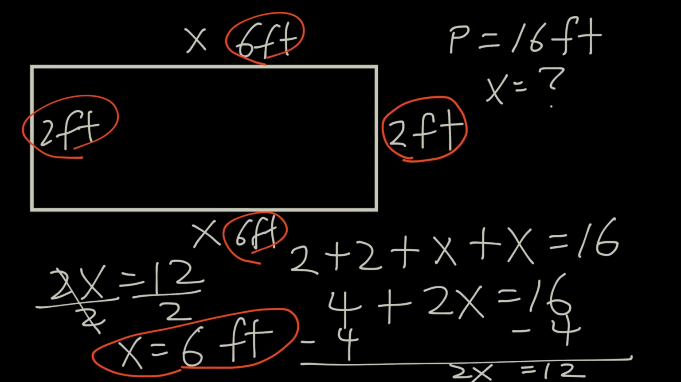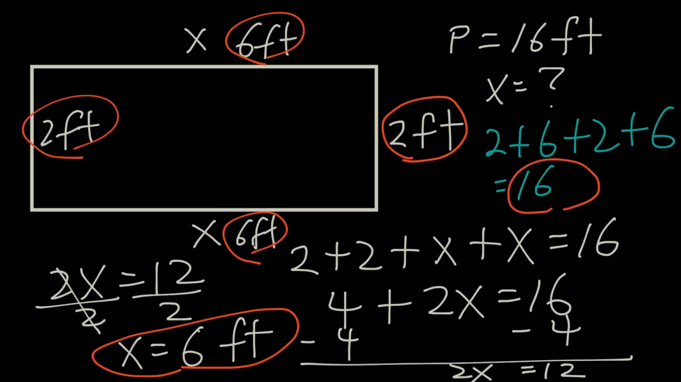Now I want to check the work just to make sure that it checks out. We can add up all the sides and see if it matches the perimeter of 16 feet. So we would take 2 plus 6 plus 2 plus 6. After adding them up, we have 16, so this checks out. This means that the answer we found is correct.